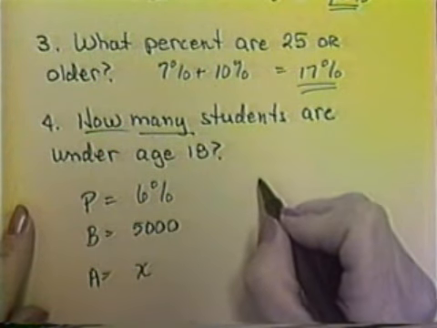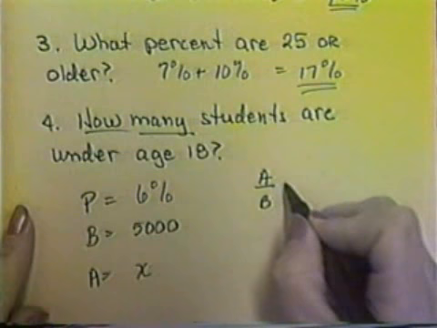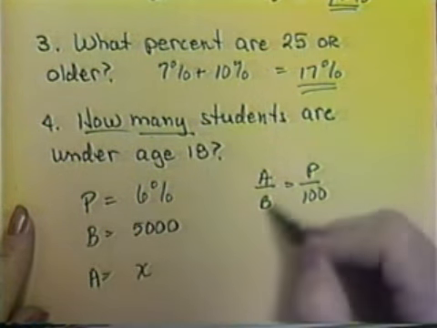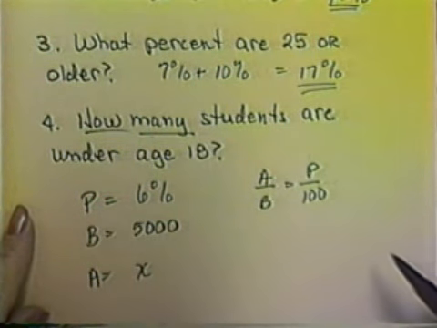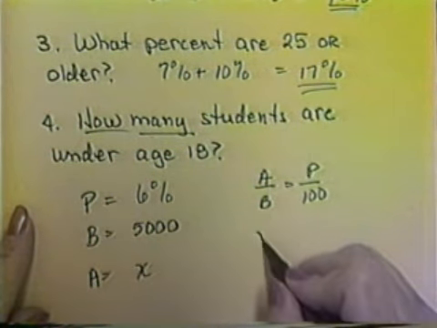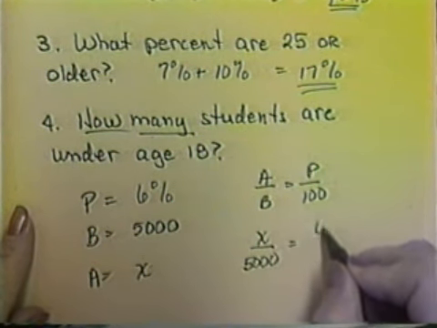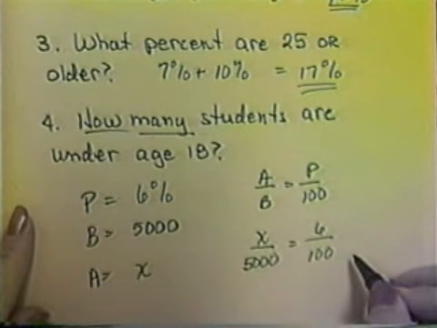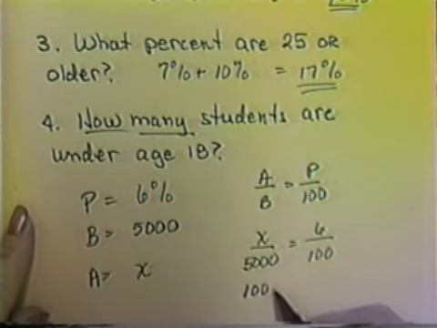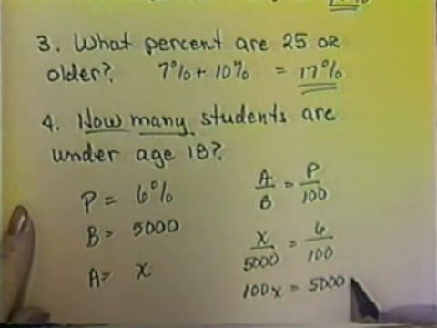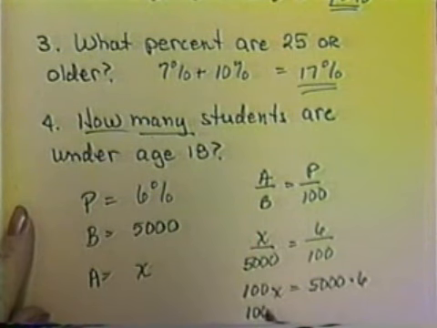So set up our proportion. We have amount over base is equal to the percent over 100. Cross multiply, or wait a minute, we've got to fill in the blanks, don't we? The amount is what we're looking for. The base was 5,000. The percent was 6 over 100. Cross multiply, 100x is equal to 5,000 times 6. So 100x is equal to 5,000 times 6, which is 30,000.